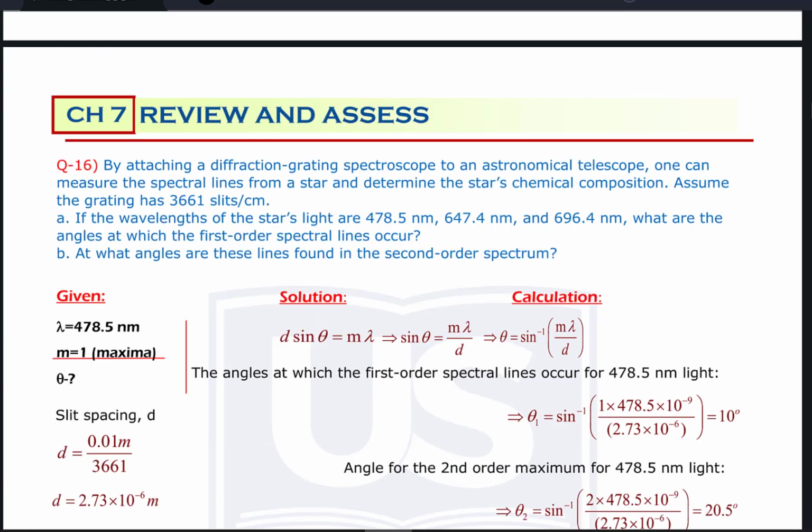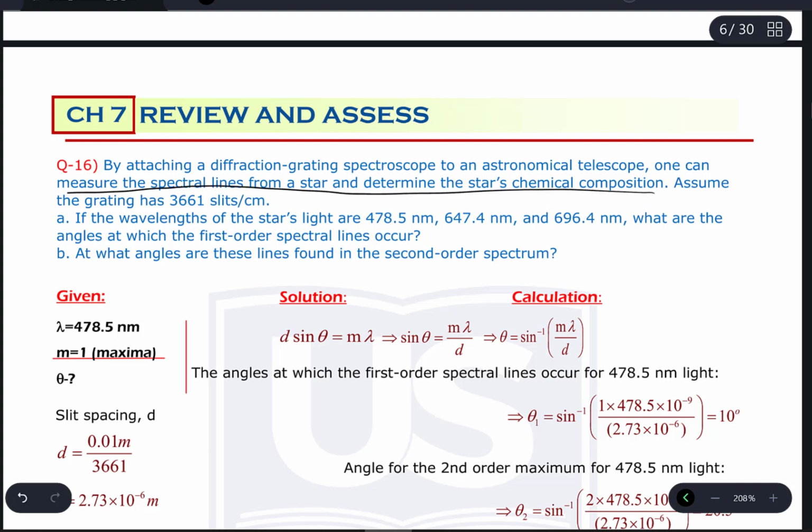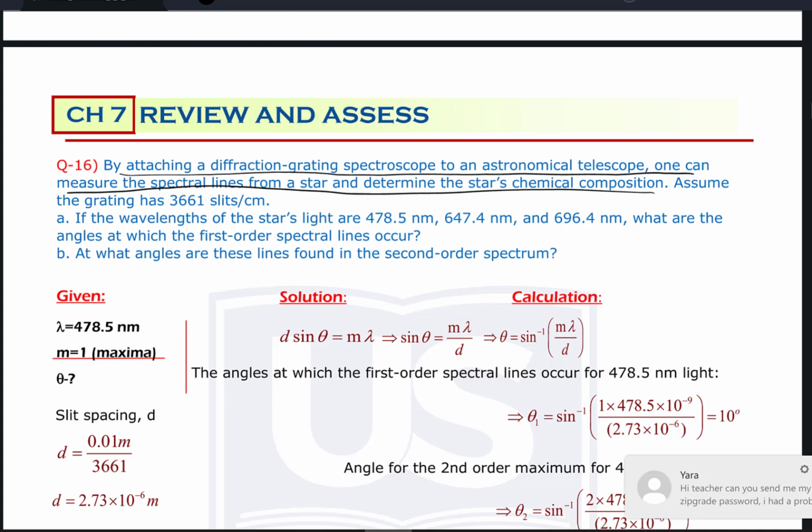Question number 16. By attaching a diffraction grating spectroscope to an astronomical telescope, one can measure the spectral lines from a star and determine the star's chemical composition. This statement will be studied in chapter 8, how we can determine the chemical composition of a star by using the light coming from the star. So the rest is important for us.